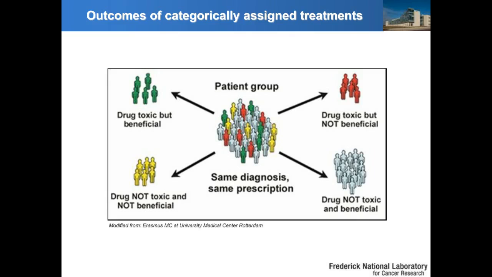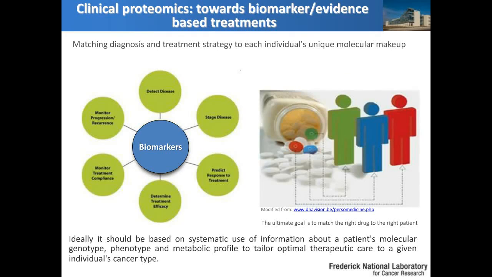Drug can be toxic and not beneficial. Drug can be toxic but beneficial. Drug doesn't have any effect, and only one small patient group has the drug that is not toxic and beneficial, which is in your lower corner. So basically, three quarters of patients most probably do not have a favorable outcome. Because of that, we need to have the biomarkers.